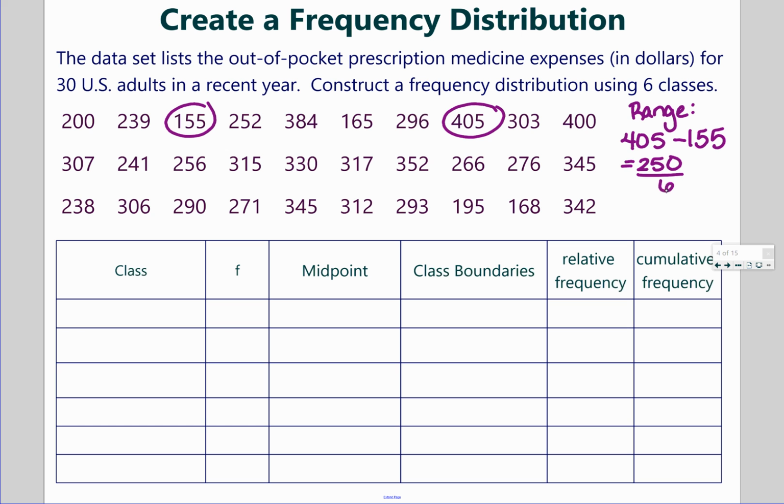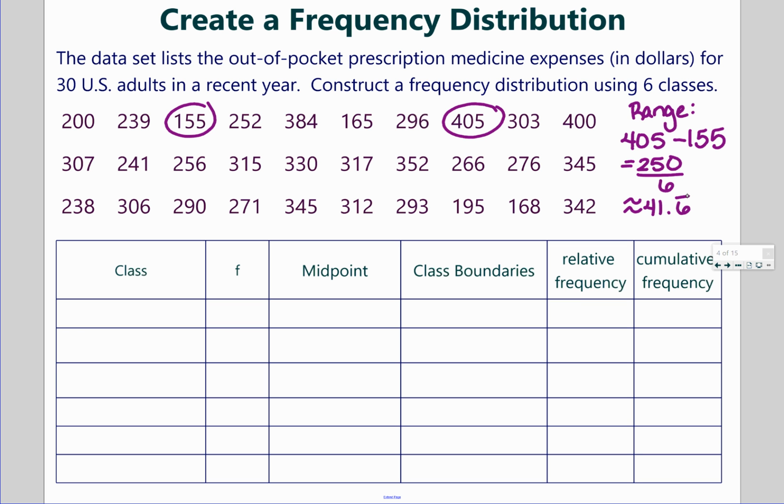Once we have our range, we divide it by the number of classes that we want, which are the number of rows we're going to create. Here we were told we need 6 classes. So divided by 6 gives me 41.6 repeating. Whatever that number is, we are going to round up to the next integer. If you round down, you're going to get stuck at the end because you're going to have a number smaller than that maximum value and won't be able to fit all your data in the table. So we always round up. There might be extra room at the end. That's okay. But we want to make sure we round up so every data value has a place.